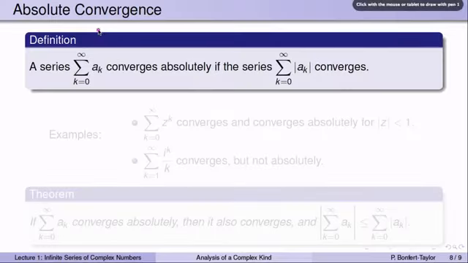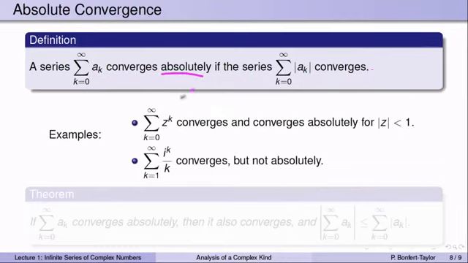We call it absolute convergence. We say a series of complex numbers converges absolutely if you can just put absolute values around the a_k's in the series, and then it converges. We've seen examples. The series of the z to the k's converges absolutely as long as the absolute value of z is less than 1. The argument that we gave for convergence doesn't change. You can still find the partial sums and nothing changes. So the series converges, and also converges absolutely, as long as the absolute value of z is less than 1.